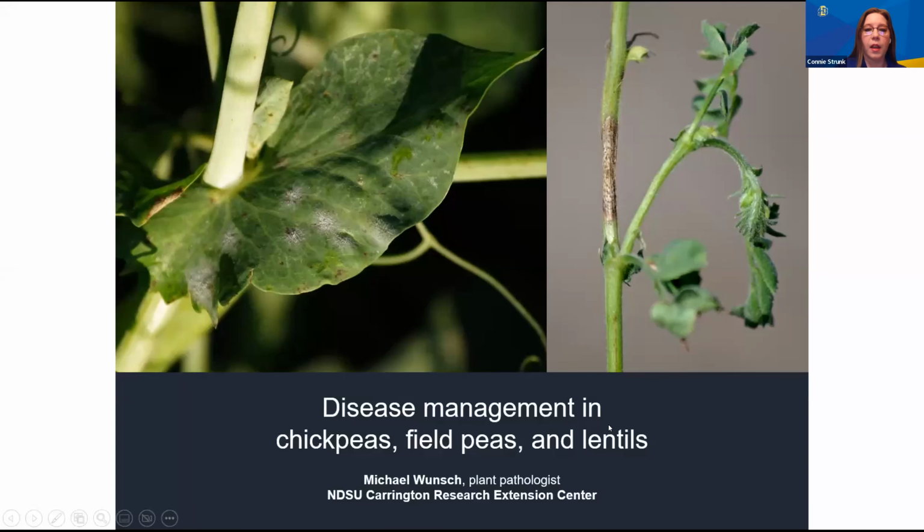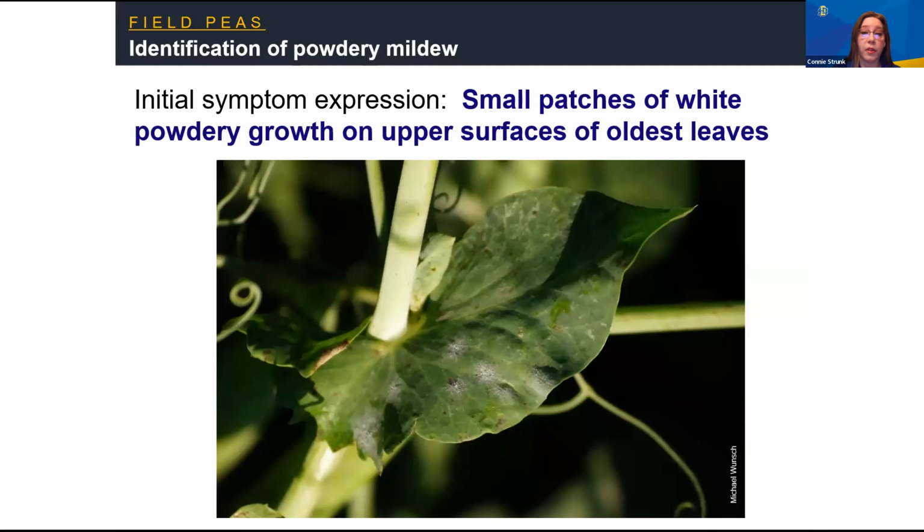Got some slides here and some information from Dr. Michael Wonish from the NDSU Carrington Research Extension Center. So just want to give credit and help for the pictures and photos and some information that he has shared with us. Looking at some disease management for chickpeas, field peas, lentils. One of the first diseases here that we're going to talk about is the identification of powdery mildew.